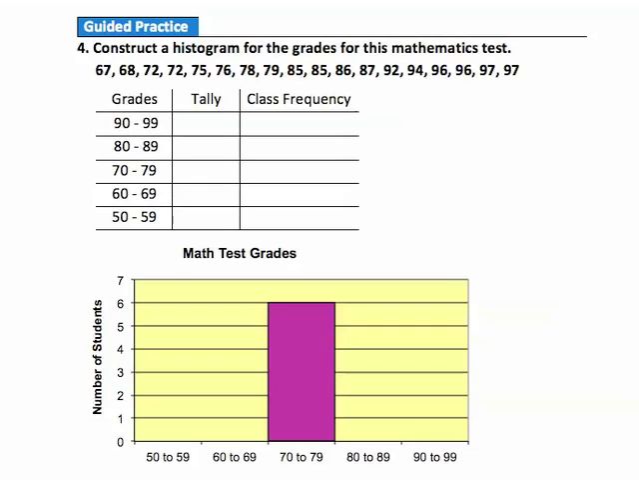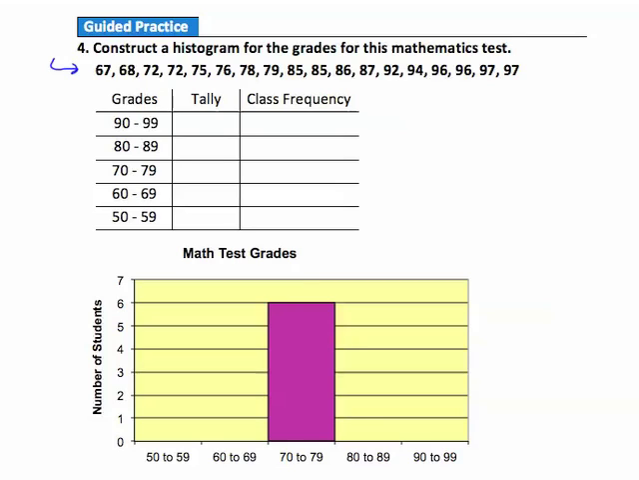Now it's time to check your understanding of constructing a histogram. Pause your video player and answer this guided practice question. When you're done, hit play to see how you did. Question 4. Construct a histogram for the grades for this mathematics test. So you can see I've got the grades listed right here. Again, I've got them organized from least to greatest. Normally you would have to do this first. But let's take a look.